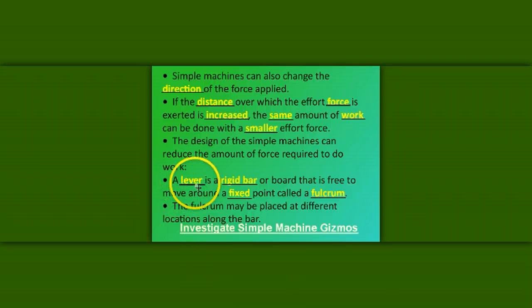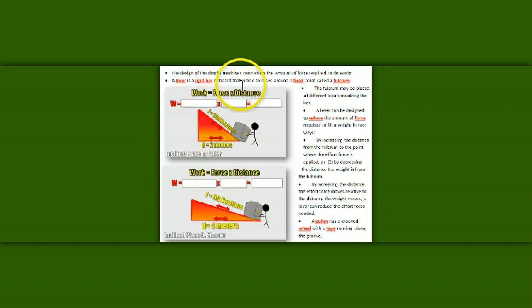Make sure that you write that a lever is a rigid bar or a board that is free to move around a fixed point called a fulcrum. The fulcrum may be placed at different locations along the bar. So at this point, you should have these answers filled in on your sheet.